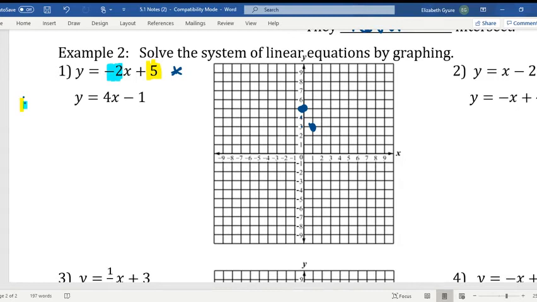What if you couldn't count down and to the right? What's a good alternative? You can do the opposite. You could go up and to the left. Now you can do this as many times as you want. You can put as many points as you want. Something you guys are going to notice is the more points you have, the easier it's going to see where the two lines cross. So down 2, right 1. I'm going to put a few.